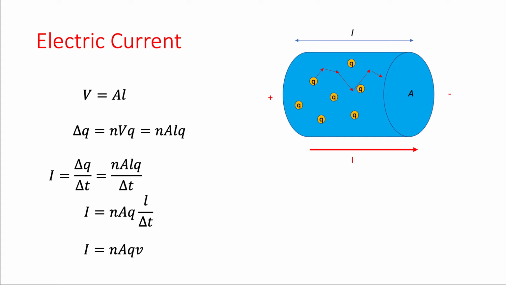And I want to talk about what each of these variables are now in a bit more detail. Obviously, current is the rate of flow of charge. A is the cross-sectional area of my wire. So you can see that if I make the cross-sectional area of my wire bigger, then I can make my current bigger. The reason for that is that there is more surface area for the charge carriers to flow through.